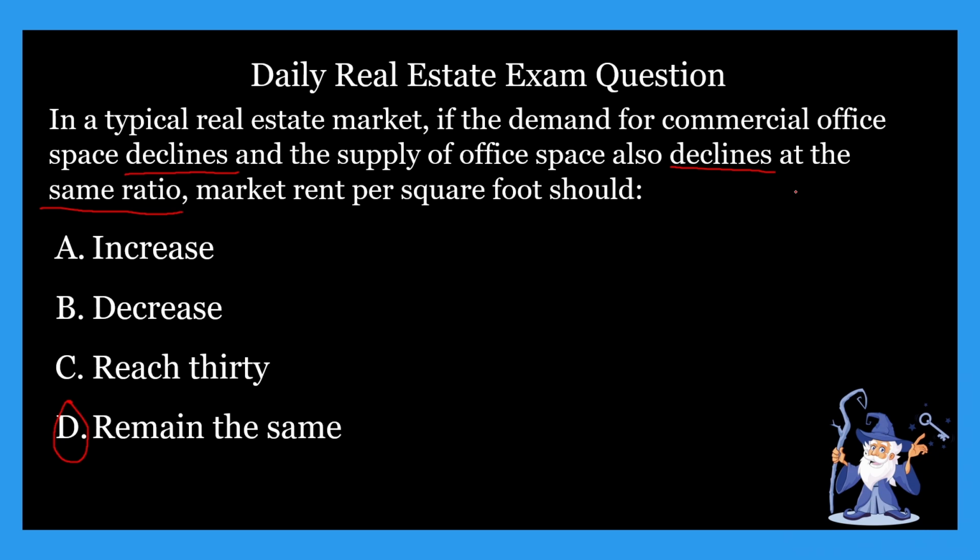Now, if it also says demand increased and the supply also increased at the same ratio, again, it would also remain the same. You need to look at these two different aspects and see if they're the same ratio. If they are the same ratio, we know it would remain the same. Now, if they're not the same ratio, that's where we get into some interesting conceptual problems that we can figure out, but that's not what we're doing today.